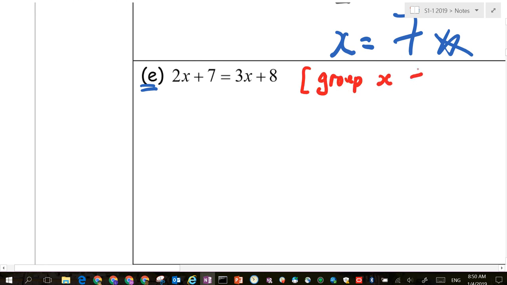Now, which one do you like? Do you like to remove the 2x to the other side or the 3x to the other side? 3x to the other side. Okay, can you draw a line?